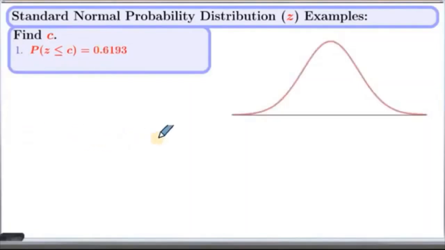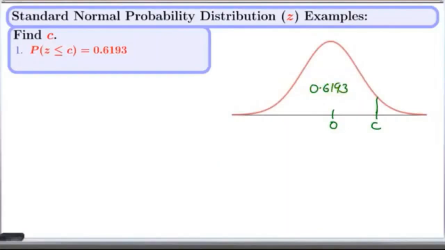First, let's draw the graph of the given situation. We have a bell curve here, and we know 0 must be in center. So let me put that down here. And we are given the probability that z less than equal to c is 0.6193. That means c must be somewhere over here. And we are looking for the area to the left of c, which means this area. So let me put the area in the graph. So that is given. So that is 0.6193.